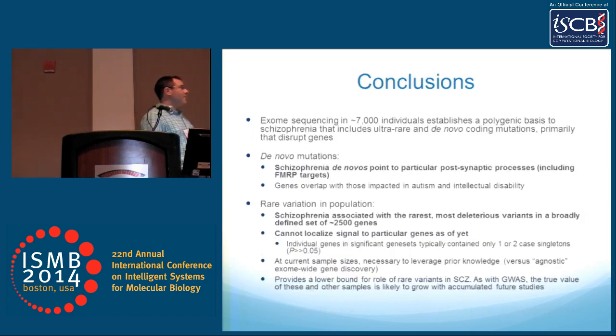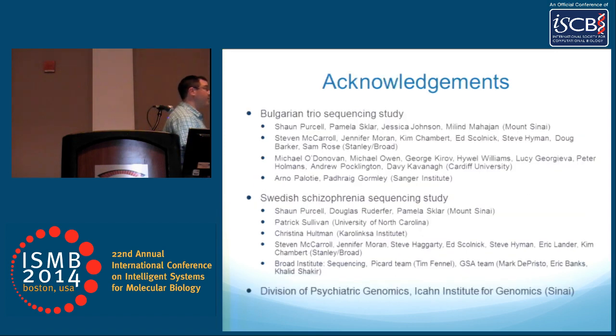Conclusions: we saw that schizophrenia de novo mutations, if you carefully filter them and test them, can point us to particular processes. And in the rare variation in the population, we saw that the rarest, most deleterious variants, the singleton nonsense variants, in a broad set of genes, are associated with schizophrenia, but we still can't point to any particular gene, probably because of the effect size, and we still need larger samples, I guess. That's really our conclusion from that.